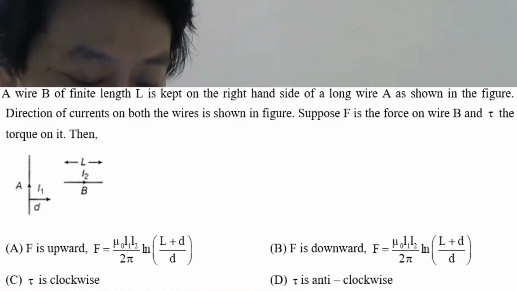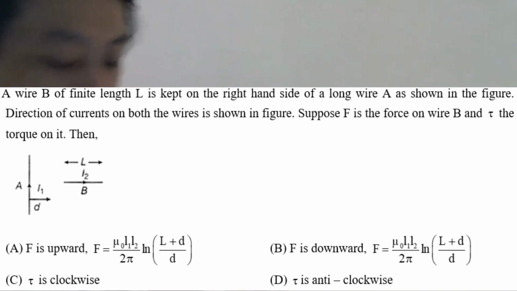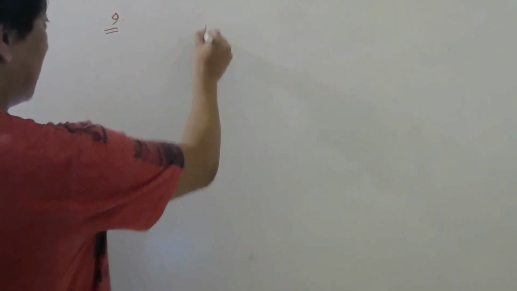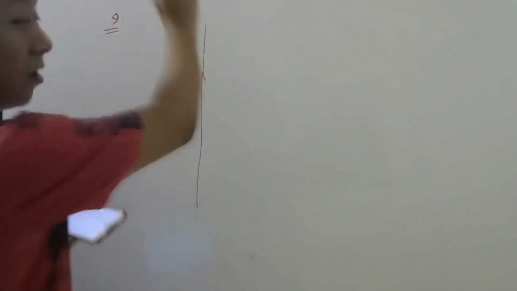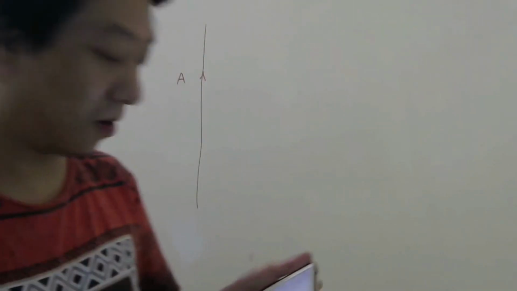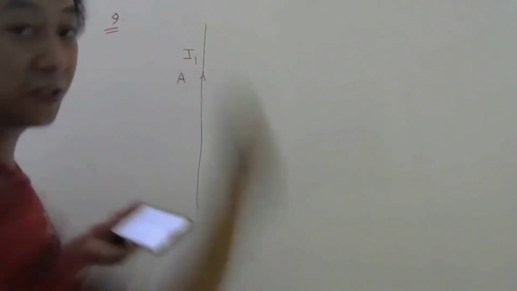Okay, let us see now question number 9. A wire B of finite length capital L is kept on right hand side of a long wire capital A as shown in the figure. So capital A represents one wire which is very long. Very long when I say infinitely long. Carrying current I1. This carries current I1.